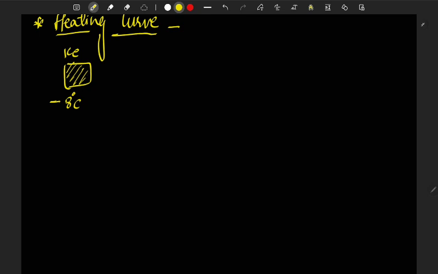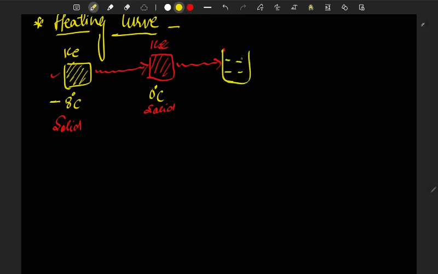So what are the processes involved? The first process is that the ice temperature is going to increase, and it will attain the temperature of 0 degrees Celsius. Now in both these cases the ice is in solid state. Now this ice is going to convert into liquid.